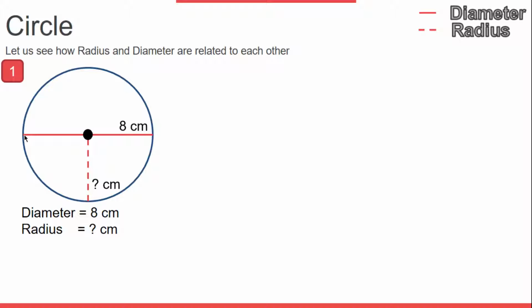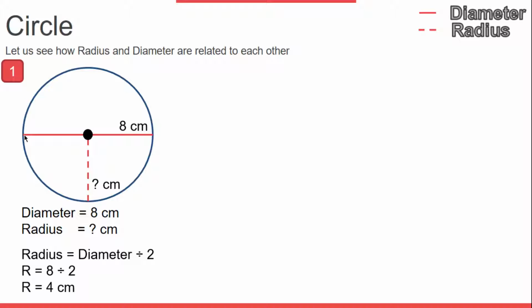So when I solve for radius, radius will come first. So radius equals diameter divided by 2. Yes, we know radius is smaller, so diameter has to be divided by 2. So when I divide this, diameter is given to me as 8. So 8 divided by 2 gives me 4 centimeters.